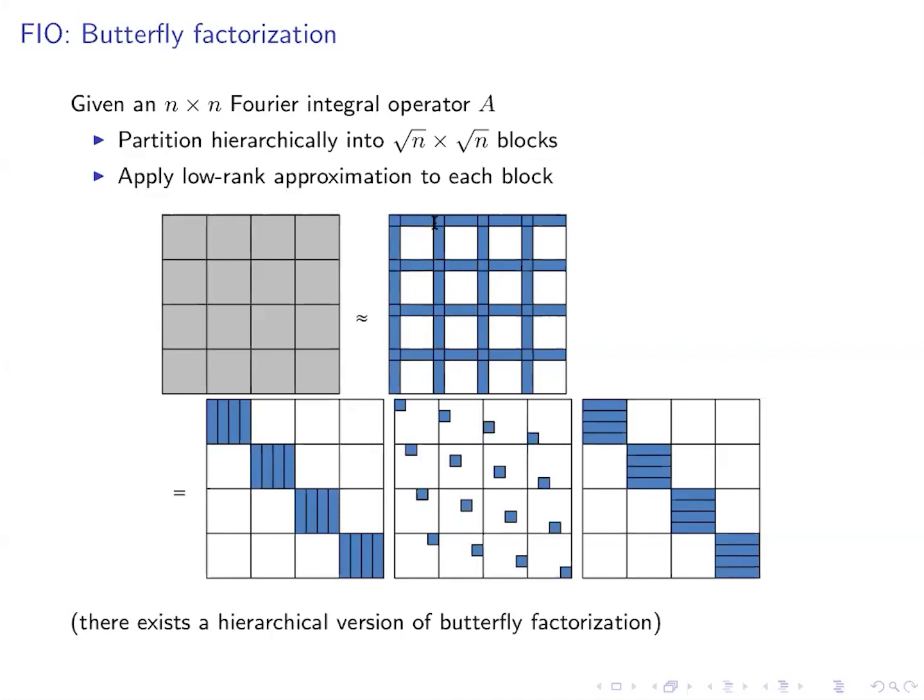Okay, so you do that for every block. So the second picture here is just trying to show you that I perform this low rank approximation on all the blocks. But if you look at it for a second, this matrix itself can be written as the product of 3 blocks, 3 matrices.